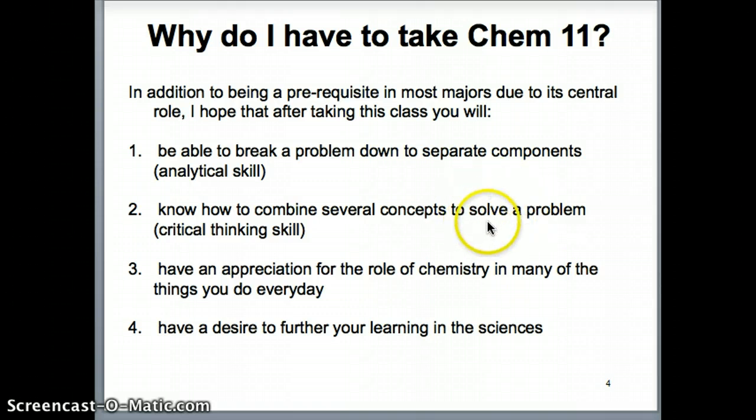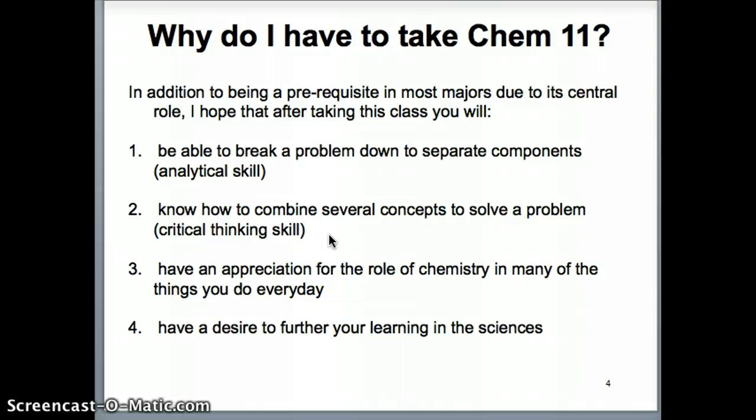But in real life, you'll have a problem, and nobody's going to tell you what concepts you have to use. Your goal is to use the concepts that you have learned and apply them to solve that particular new problem. So that's a much harder skill than the analytical skill. But again, with practice, it is something that you'll be able to do over time.